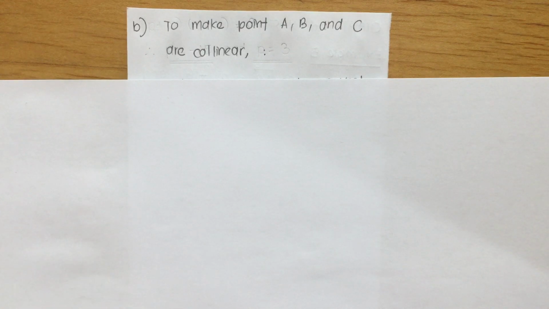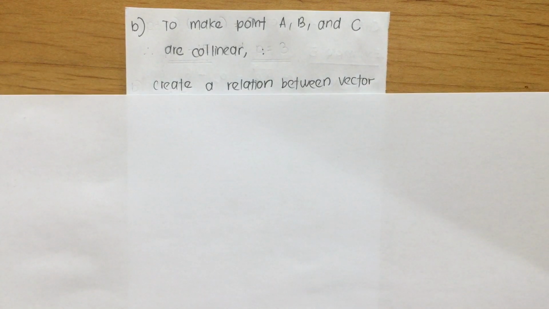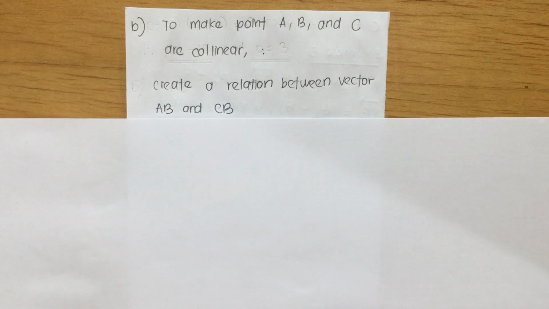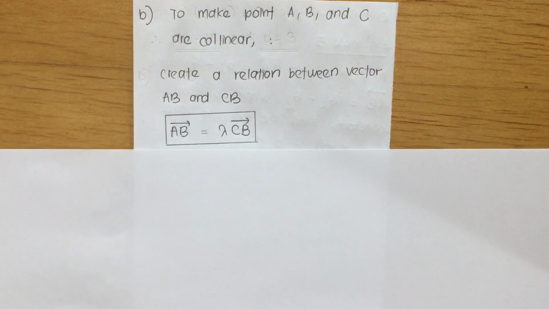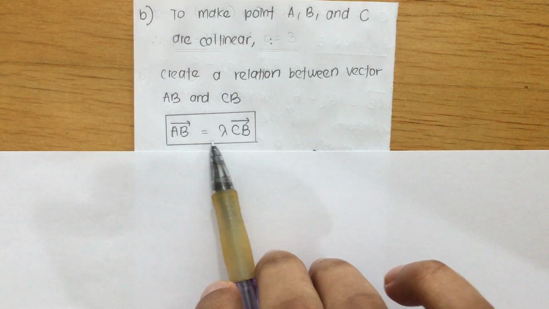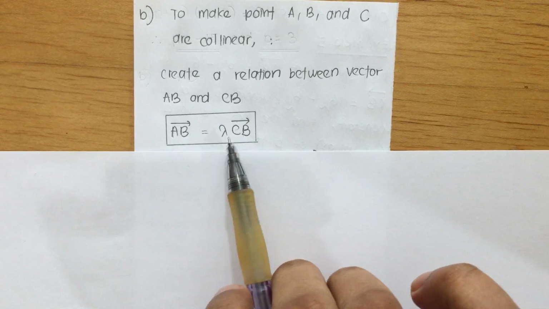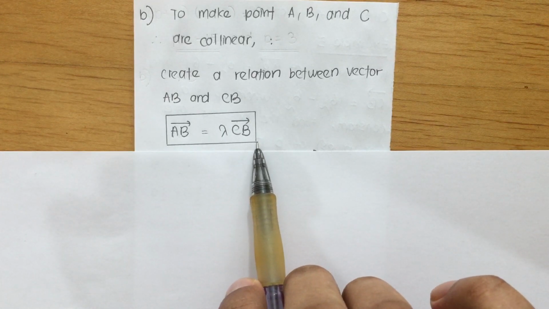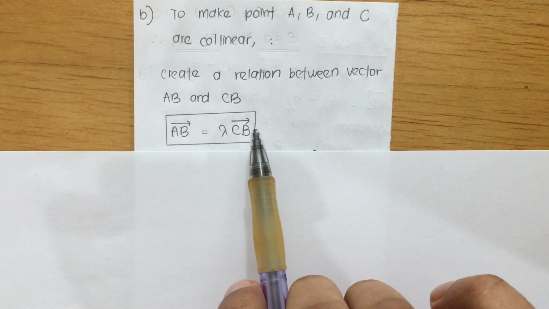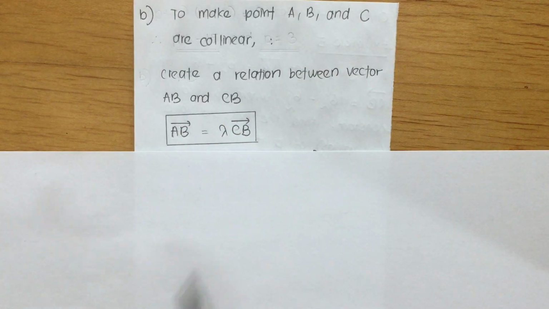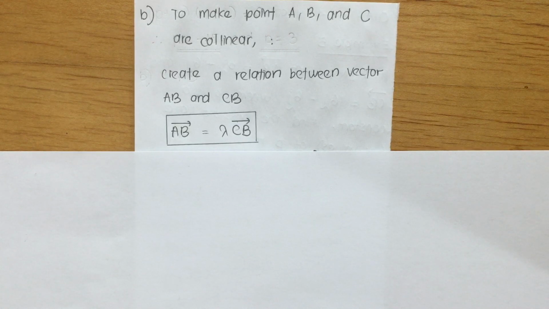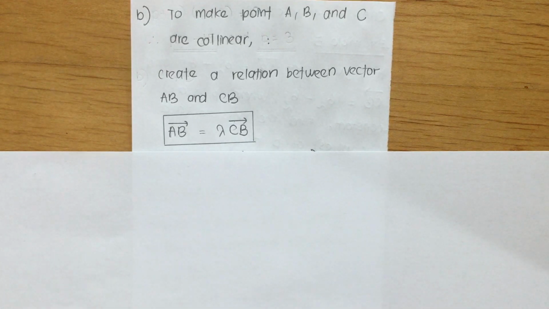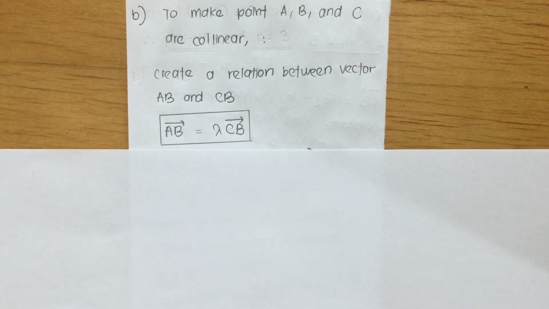So to make points A, B and C collinear, we're going to form a relationship between vector AB and CB. So how are you going to form it? I'm going to show you now, which is vector AB equals a particular constant times CB. This expression is sufficient for us to create a relation such that the points A, B and C are collinear, guys. This constant, you can use any variable. In this case, I use the constant lambda over here. You can use any other variables such as alpha, beta and so on. So it's up to you guys. I use a lambda sign over here.